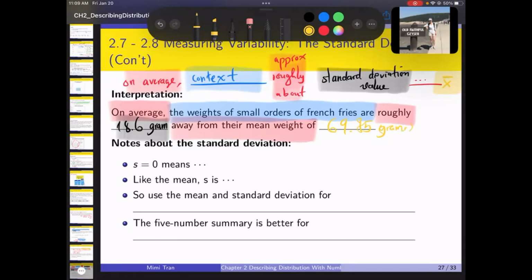What does S equals 0 mean? If the standard deviation, S, is 0, what does that mean? Yeah, that means the numerator is 0, right? That means each data point is the same value as the mean. You take data point minus the mean, so there's no variation. Everybody is the same. What kind of distribution does that remind you of? What distribution is the same everywhere? Yeah, uniform, right? So no variation.